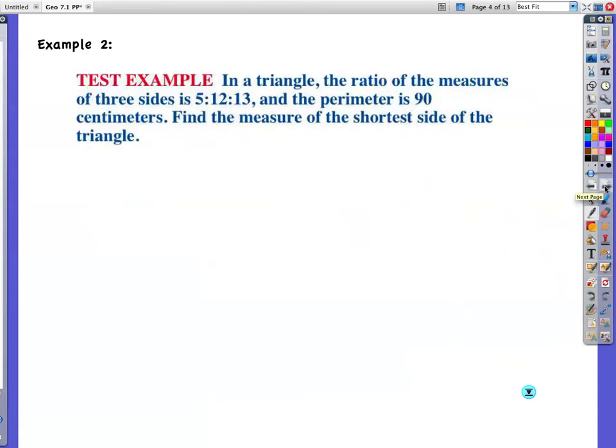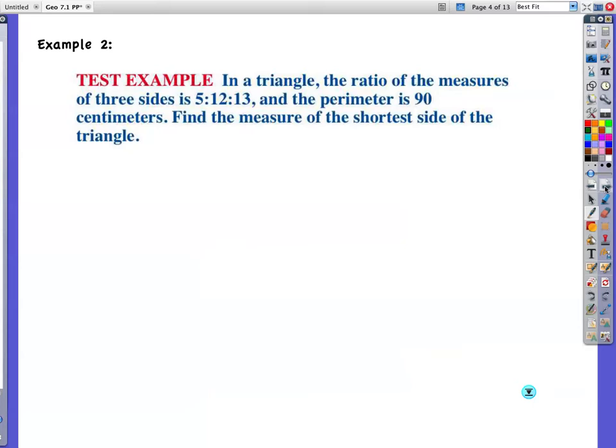Example 2, in a triangle, the ratio of the measures of the three sides is 5 to 12 to 13. And the perimeter is 90 centimeters. Find the measure of the shortest side of the triangle. Oh, there's my extended ratio. 5 to 12 to 13. And I think I might show you a short little video that kind of gives you a picture of how we can compare 5 to 12 to 13.